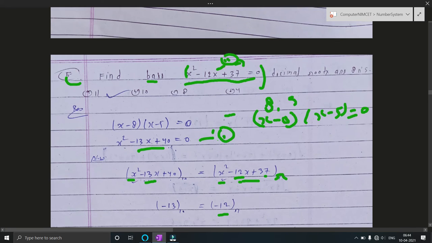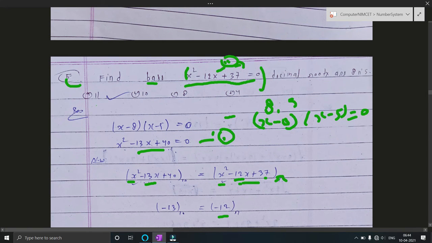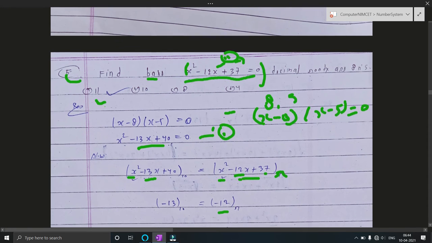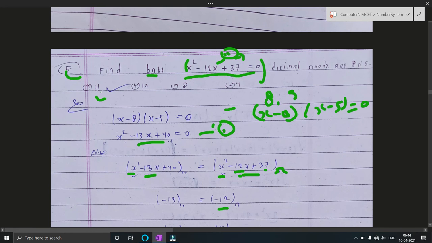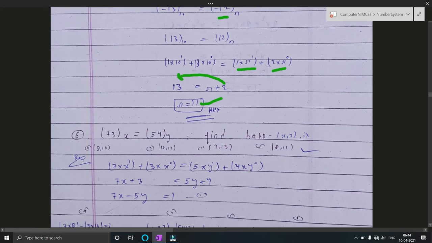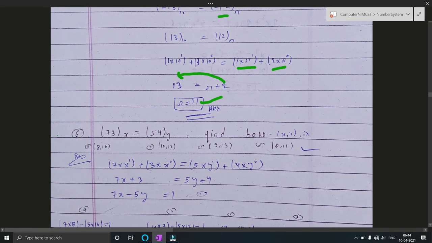So our base is 11. This question is pretty simple. Base and radix are both the same thing. So the base is 11. This was a beautiful question. Now let's take another question.